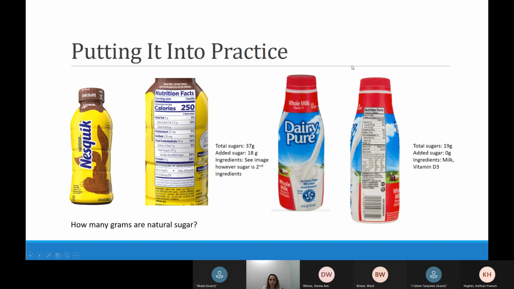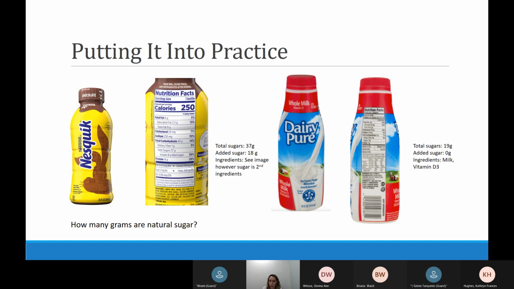Then let's put this all into practice, right? So on the left, we have the Nesquik. On the right, we have the Dairy Pure. Both are considered our milk options, right? Of course, if you look to the left at the Nesquik, it's going to have 18 grams of added sugars. And then on the right, the milk is going to have 0.